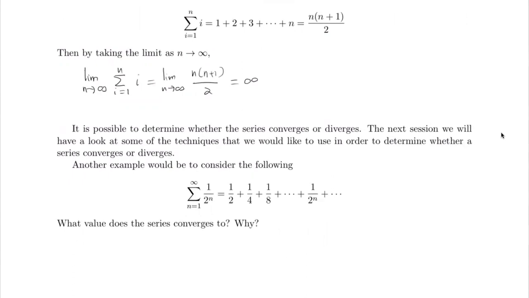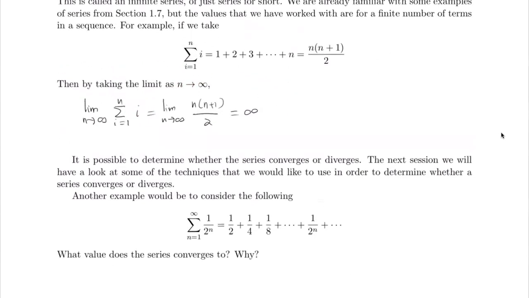We can also try to take the limit of its nth term and see what happens as n approaches infinity. So it's possible to determine whether the series converges or diverges, for example, like the one that we have here. The series, the sum of all natural numbers from 1 to n, is going to diverge. In the next section, we'll look at some techniques we can use to determine whether a series converges or diverges. However, let's have a look at another example.